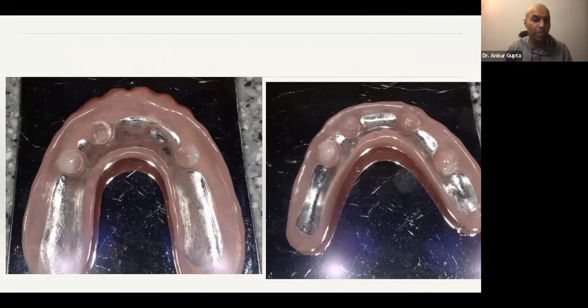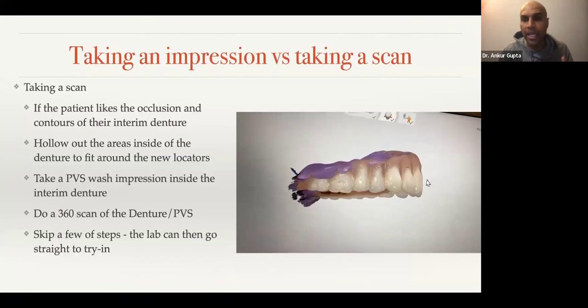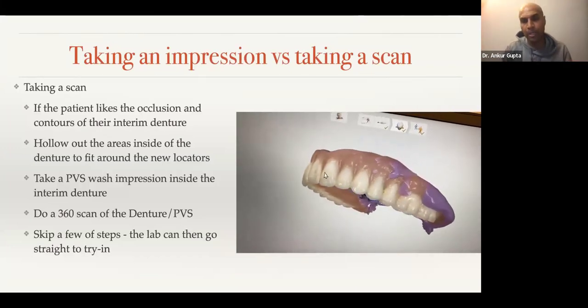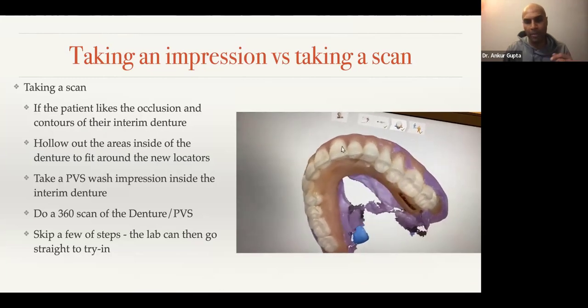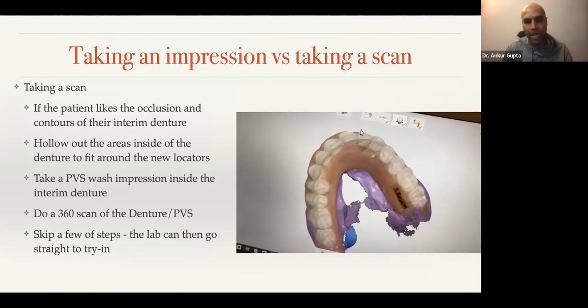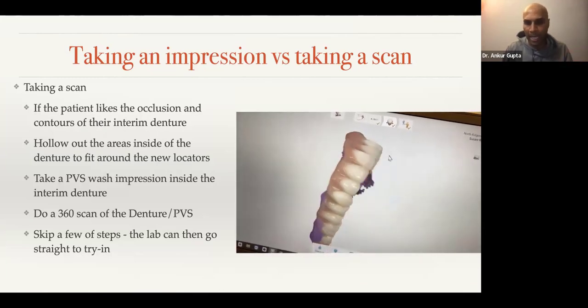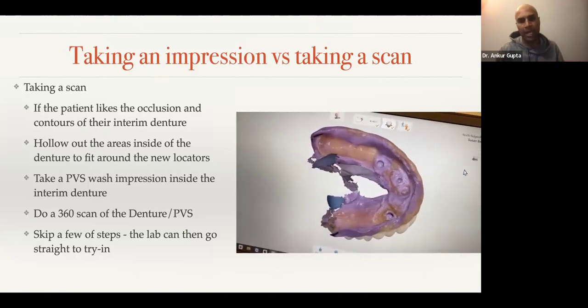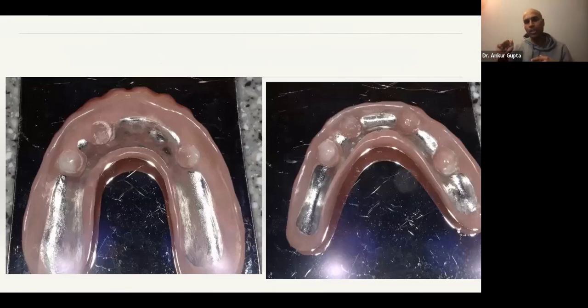So most of the time when I do a 360 scan, it's of a PVS impression of, here, you can actually see it. It's a PVS impression of only the locator in place rather than a locator in the metal housing. If I burrowed out so much room for the metal housing, I would have put a bunch of holes in her interim denture and she wouldn't have been very happy with me. Okay, so now you go through the same steps.